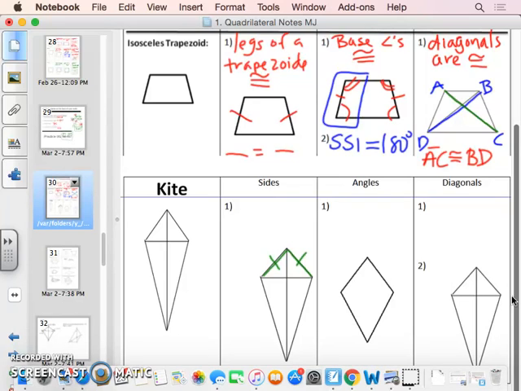This side here to the side here are congruent to each other. Consecutive sides are congruent. Okay, secondly, you can say left and right angles are congruent. So if I said this is my left angle, this is my right angle, they're congruent. Now if I turned it, the other ones would be too.